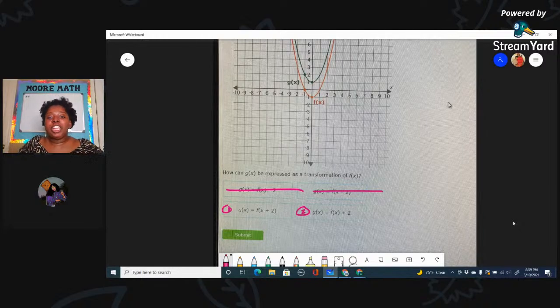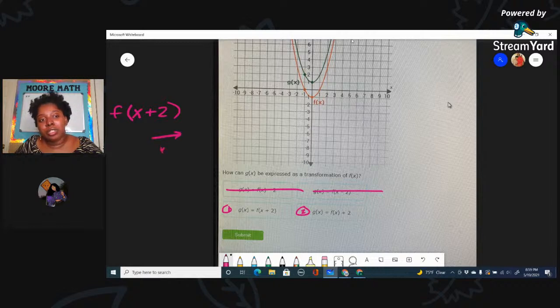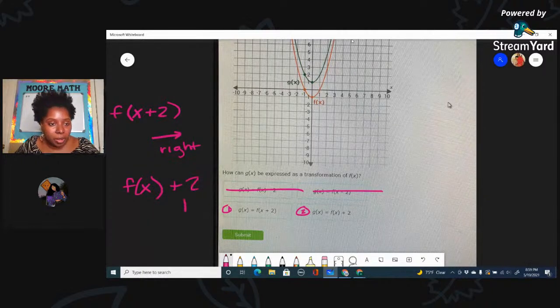But if you were to change something about the x, so we talked about that before, right? If we were to change something about the x, that x plus 2 would mean we were going to the right 2. But this just takes f of x and makes it go up 2. Okay?